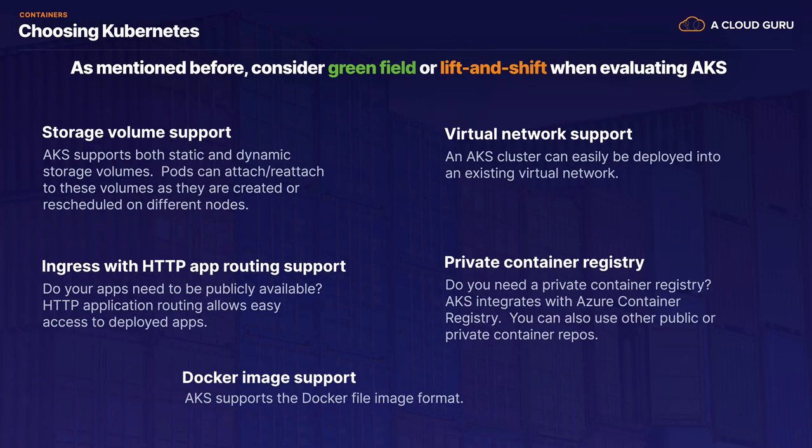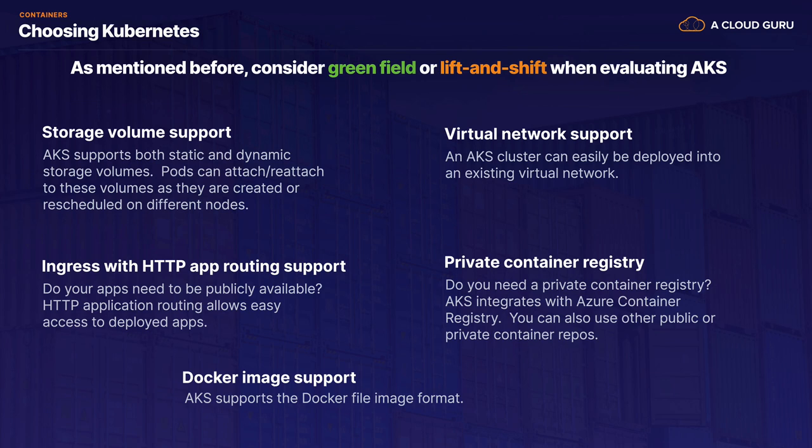You've got storage volume support to look at. Kubernetes supports static and dynamic storage volumes. Pods can attach and reattach to the volumes as they're created, or they can reschedule for running on different nodes. So your ingress with HTTP app routing support. Do your apps need to be publicly available? Application routing will allow for easy access to those deployed apps.